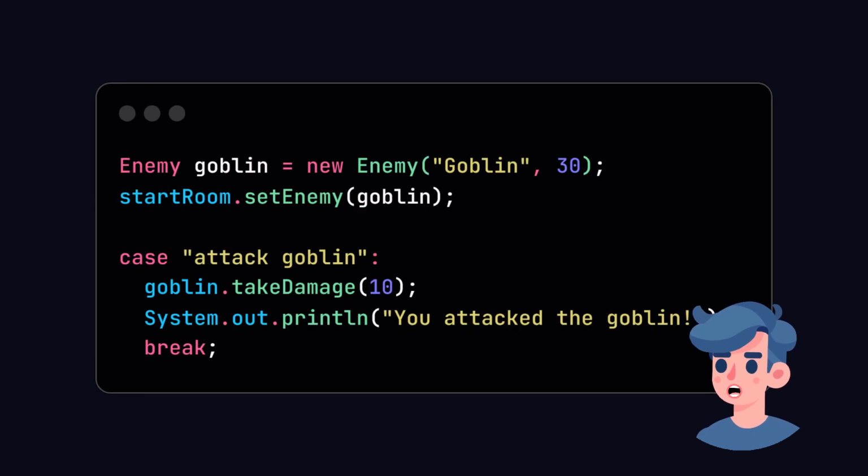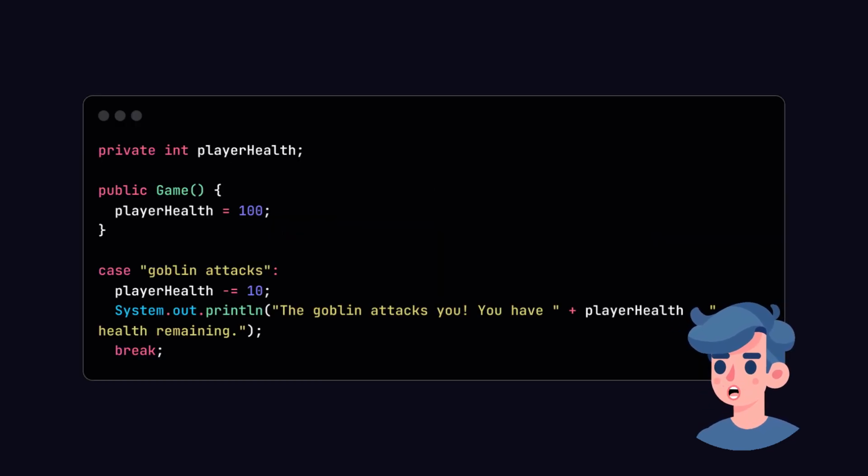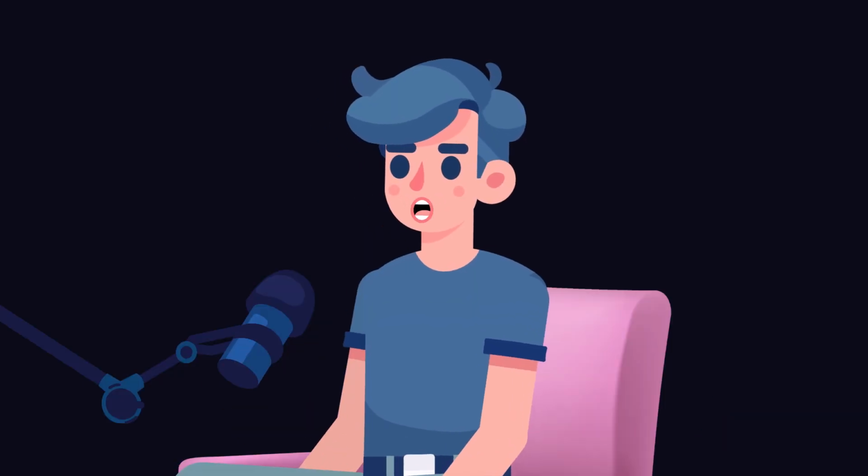Now, we can create an enemy in our game class and set it in a room. Players should then be able to engage the enemy through commands like attack. Let's update the processCommand method to handle cases where the enemy is present and check if they are defeated. Now we'll also add the capability for enemies to attack back. The player should lose health when attacked, so we need to create a health attribute in the game class as well. At this point, we have a functioning combat system where players can attack enemies and receive damage back.